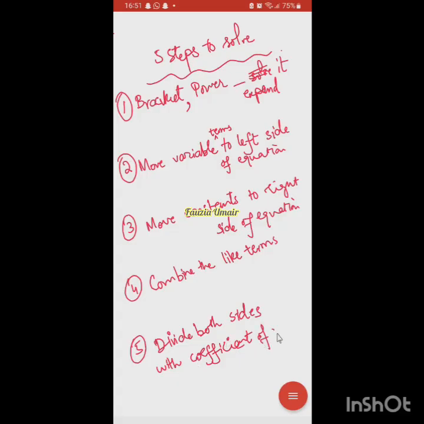Of variable. Do you know what a coefficient is? Yes, ma'am. All right. A coefficient is the number which is written with the variable. For example, if it is 3x, then 3 is the coefficient, right?